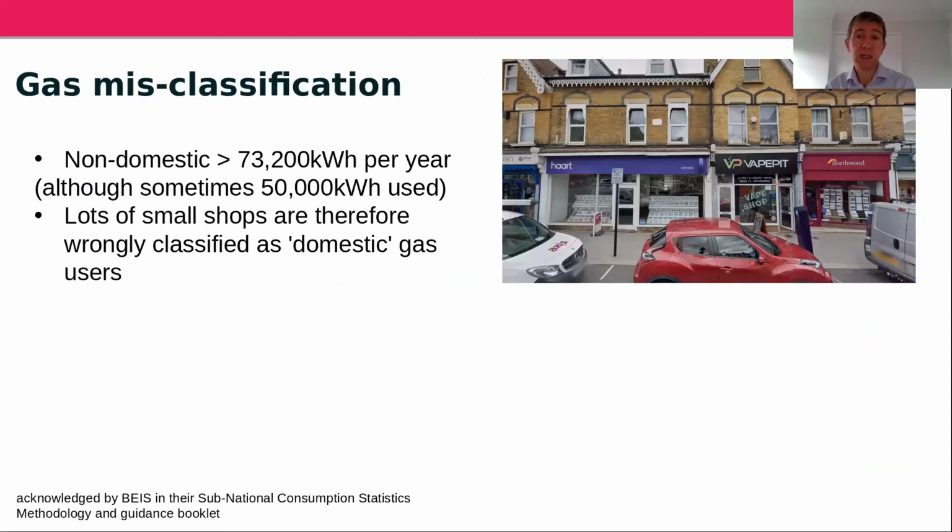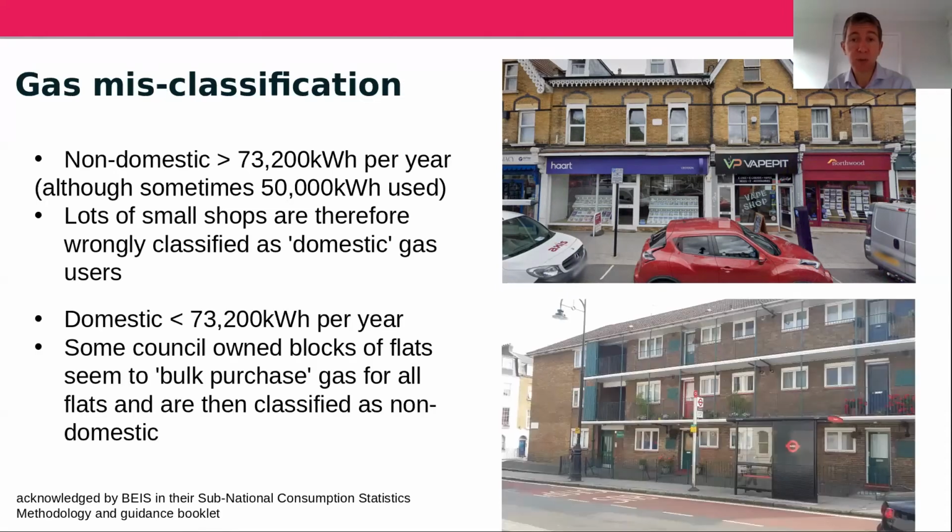Secondly, whilst electricity meters have a very good classification system, the classification of gas meters into non-domestic or domestic is done by consumption threshold. 73,200 kilowatt hours per annum is the threshold. So this means that some small shops, estate agents and restaurants can be classified as domestic, while some blocks of flats that bulk purchase their gas can be classified as non-domestic. So BEIS acknowledge this issue, but our model could obviously help to resolve some of it.